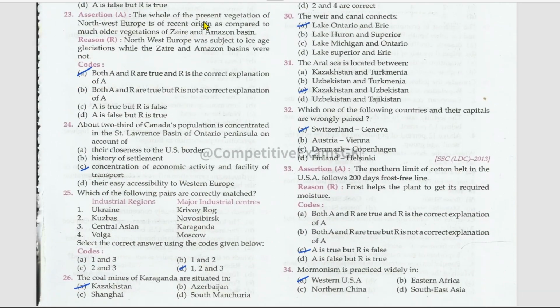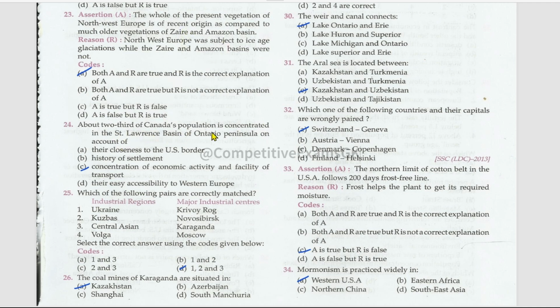Next assertion region. The whole of the present vegetation of Northwest Europe is of recent origin as compared to much older vegetations of Gyre and Amazon basins. True. Northwest Europe was subject to ice age glaciations, while the Gyre and Amazon basins were not. Yes, assertion is true and reason is also true. And this is the correct explanation for assertion.